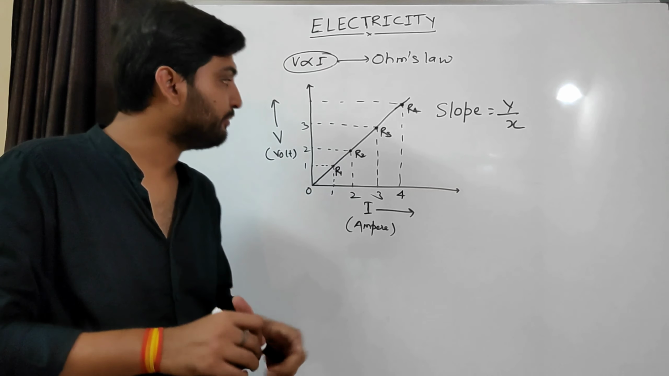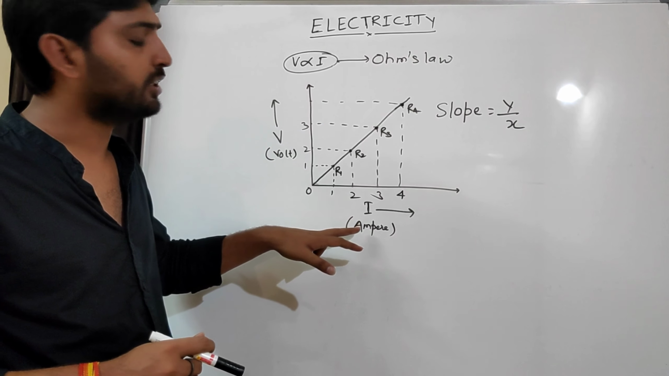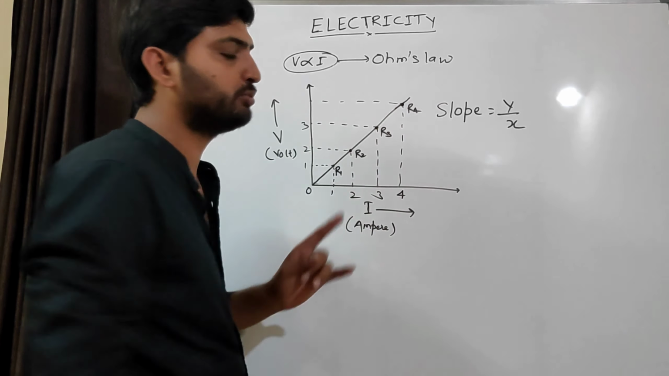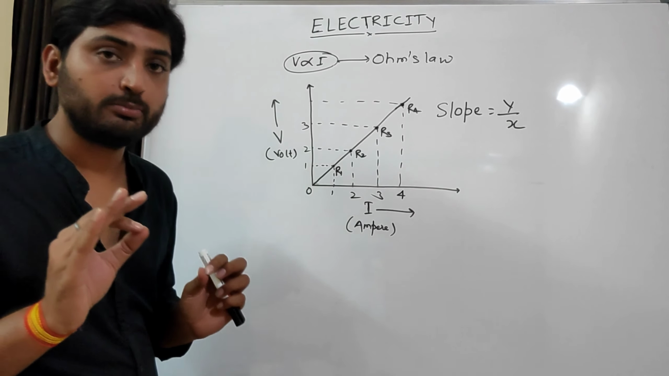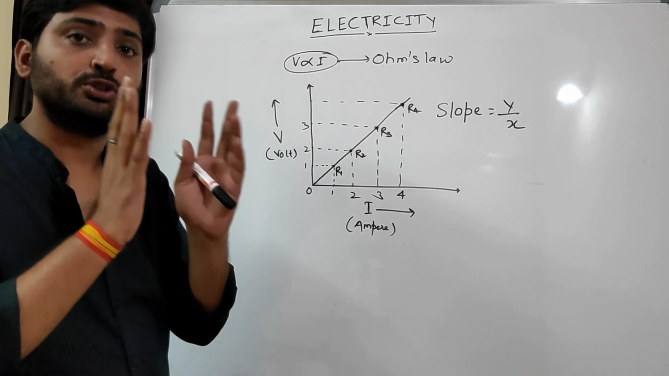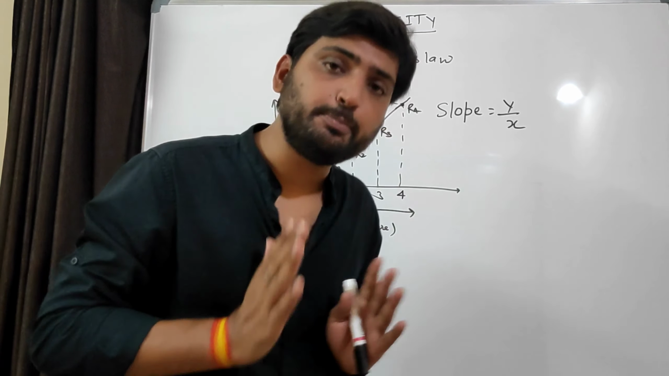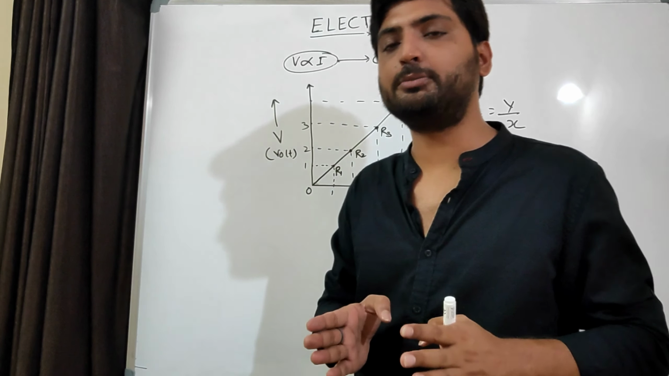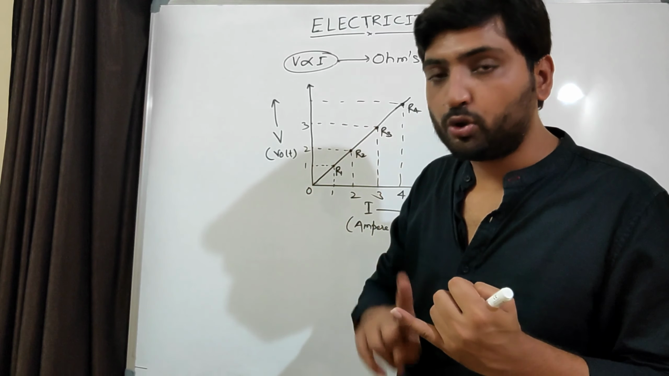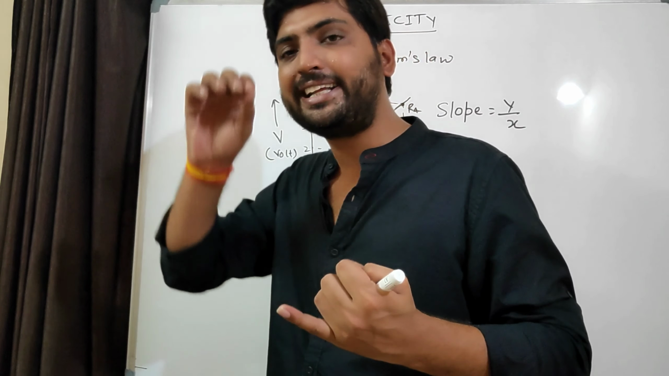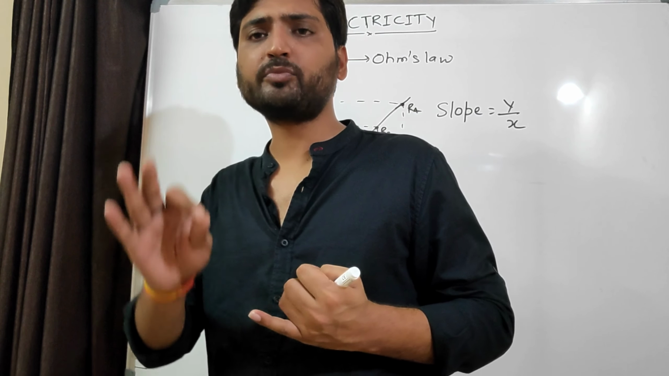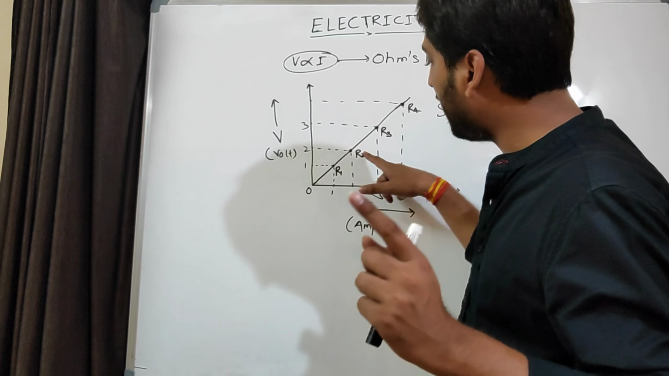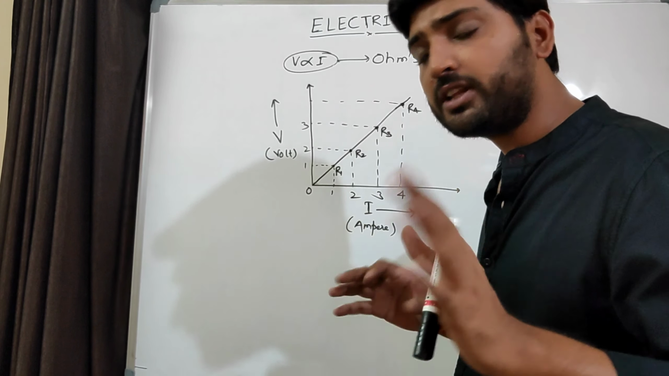So what will happen if V is directly proportional to I? It means the slope at any point on this graph should be same. Mark my words. If two quantities are directly proportional to each other and if we are plotting a graph between them, then the slope of that graph at any point should be equal. So the slope at R1, R2, R3 and R4 should be equal.